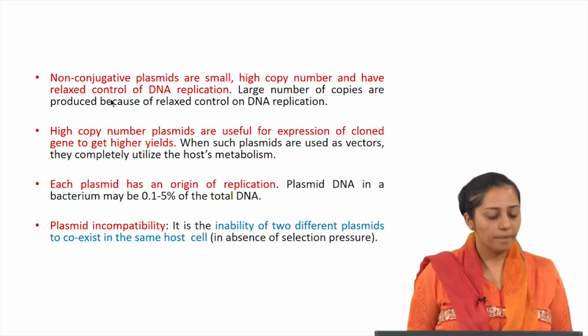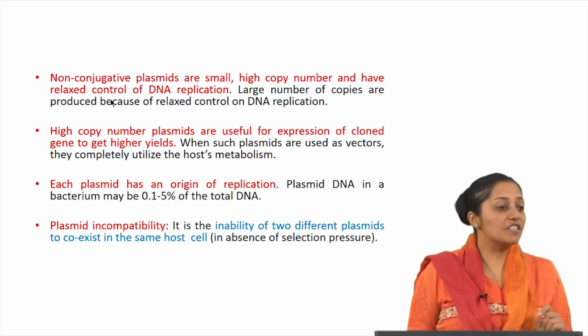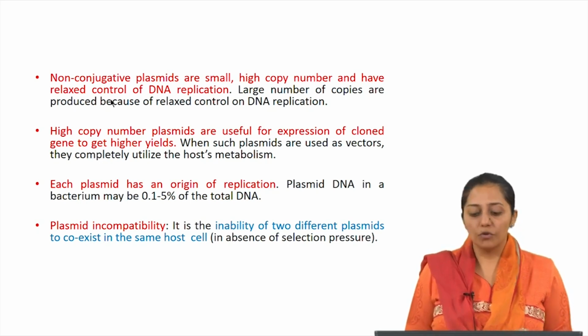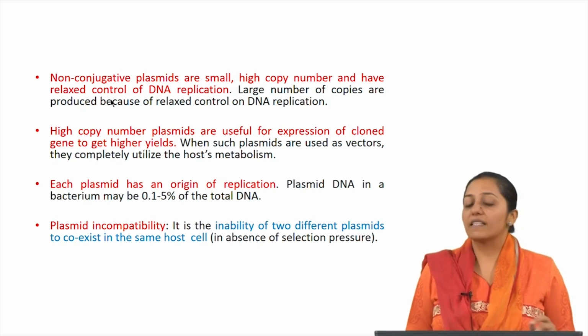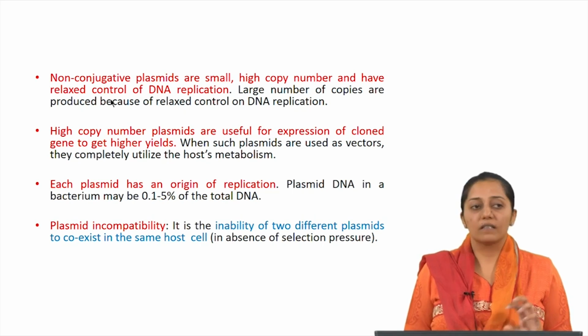Non-conjugative plasmids: a large number of copies are produced because of the relaxed control of DNA replication. High copy number plasmids are useful for expression of cloned genes to higher yield. So, when I say binary vector, these plasmids can get expressed in more than one different type of organism.